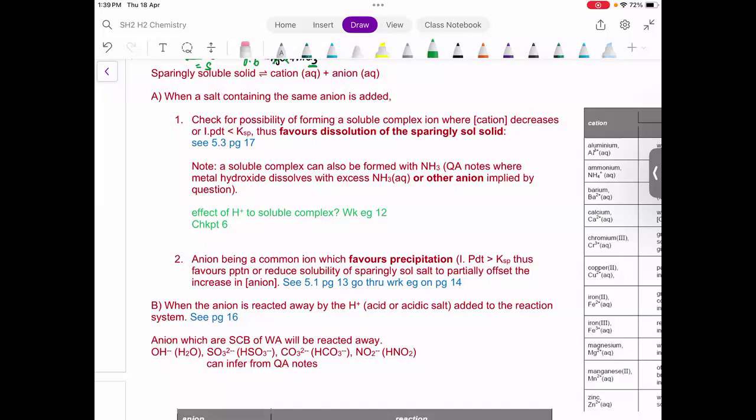This part here is very related to your inorganic QA. Very much related.